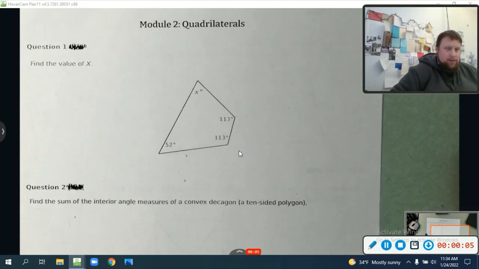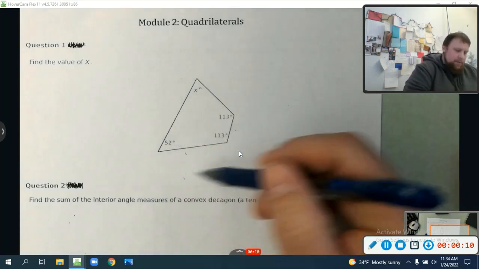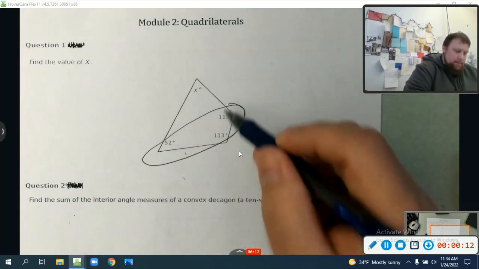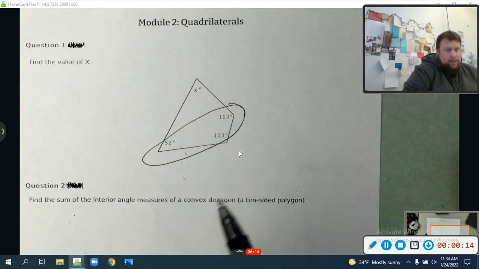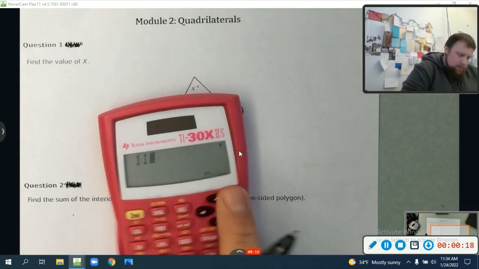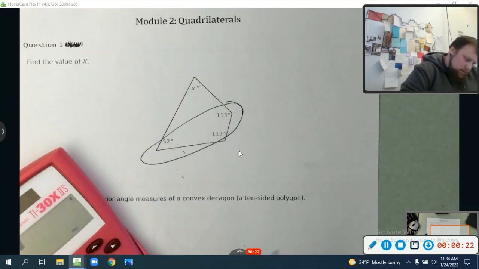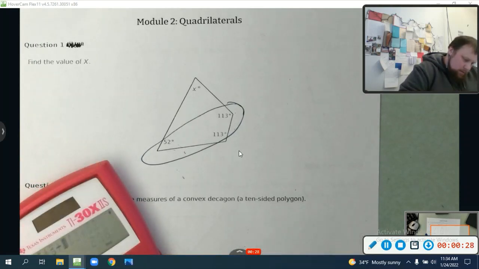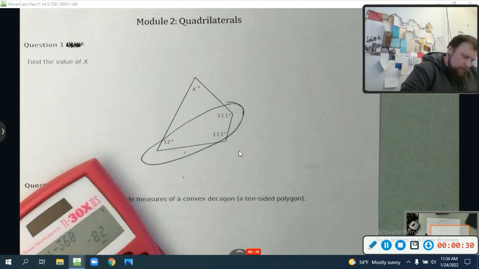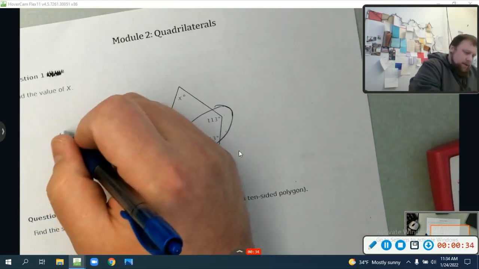Module 2 quadrilaterals. Find the value of x. Okay, so what do we got here? These all add up to 360, so I'm just going to add these up and subtract from 360 to find x. 13 plus 52 minus 360. I know it's going to come out negative, but I know it's just a positive of that, right? So it's 82. X equals 82 degrees.